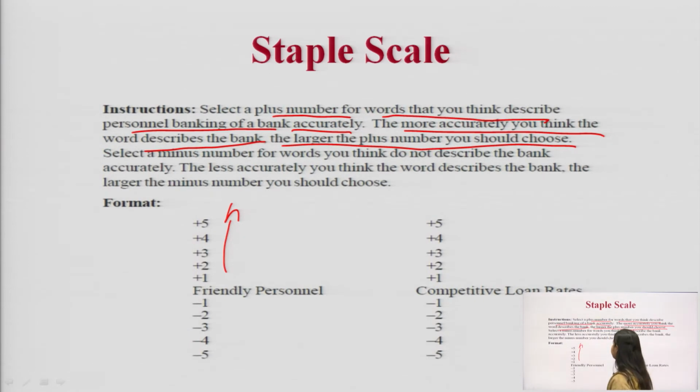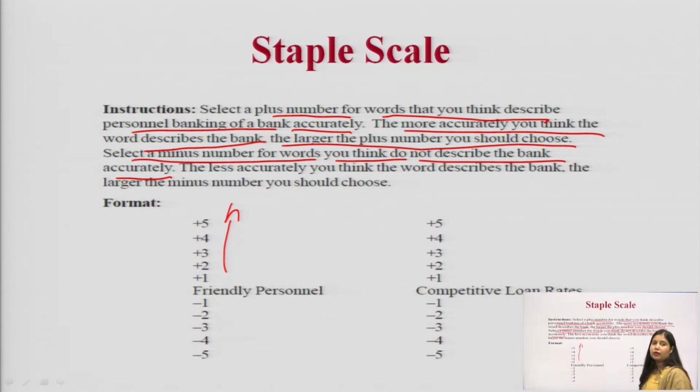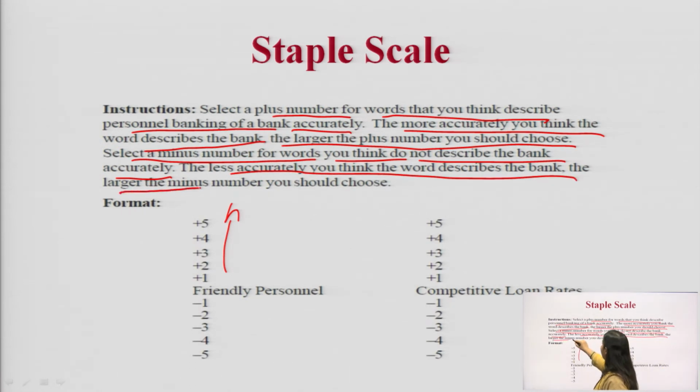Then you select the minus number for a word you think does not describe the bank accurately. It means you choose a minus value if you think the bank is not providing whatever the option says accurately, correctly or positively. And if you think the word describes the bank less accurately, then you should choose a larger minus number. If you think it is very least accurate, then you choose a more negative value.